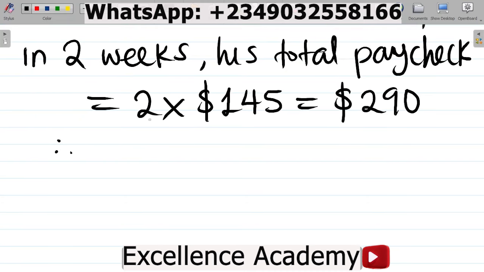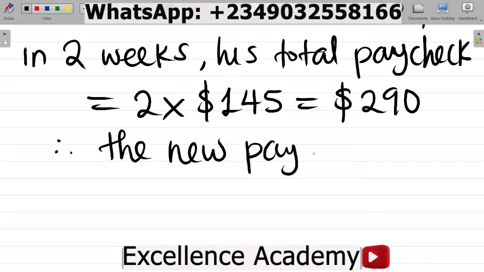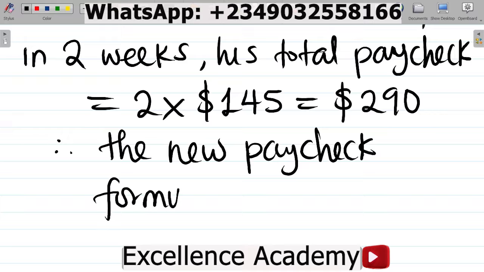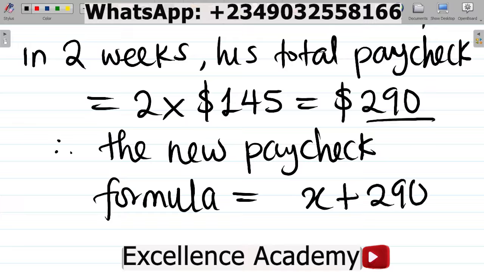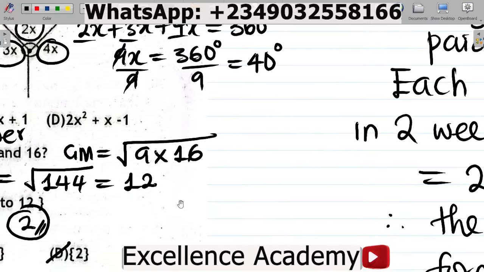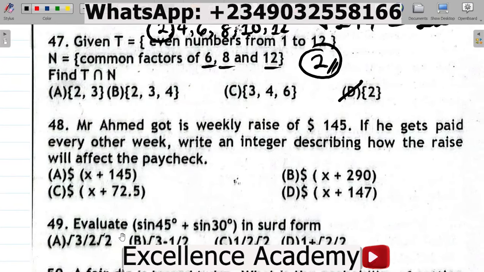So therefore, the new paycheck formula will simply be equal to X plus this amount there, 290. Of course, this would be in dollars. So the answer becomes x plus 290. Let's see which option is x plus 290. That is option B. Option B, x plus 290 is the correct answer.